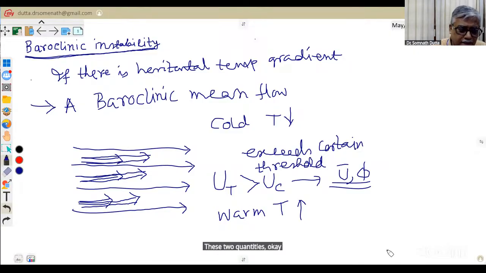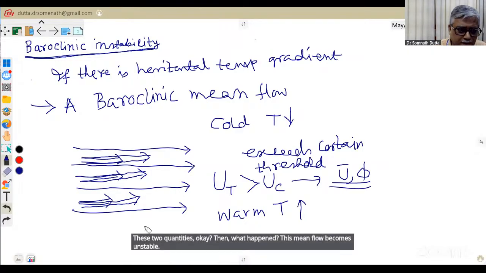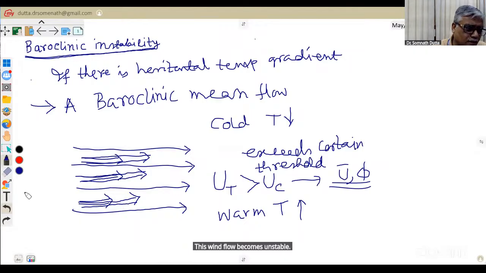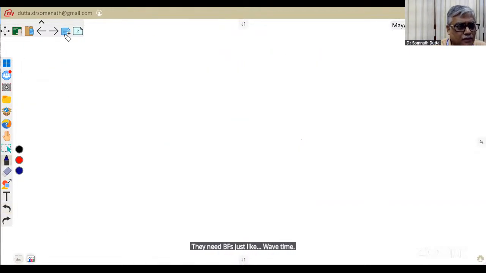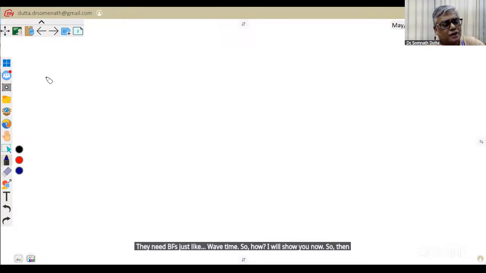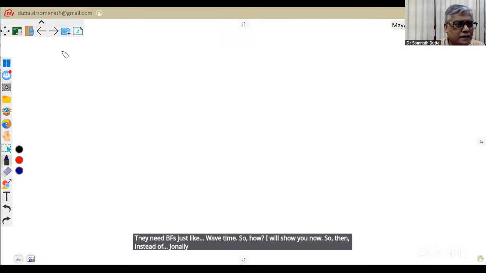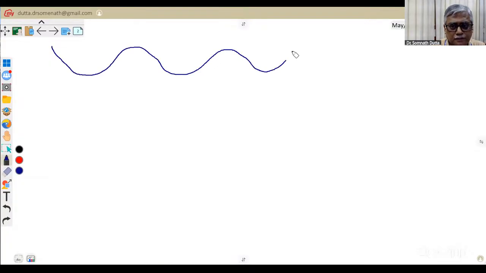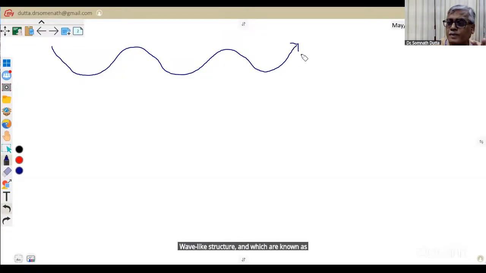Then what happens? This mean flow becomes unstable. When the mean flow becomes unstable, it behaves just like a wave. How? I will show you now. Instead of being zonally oriented, you will get a wave-like structure, which is known as a mid-latitude baroclinic wave.